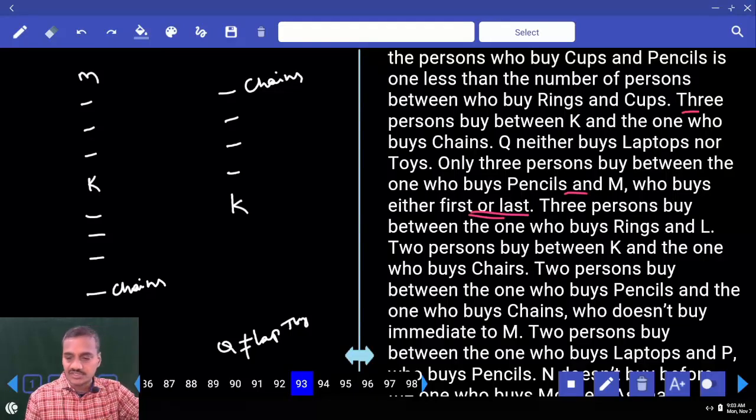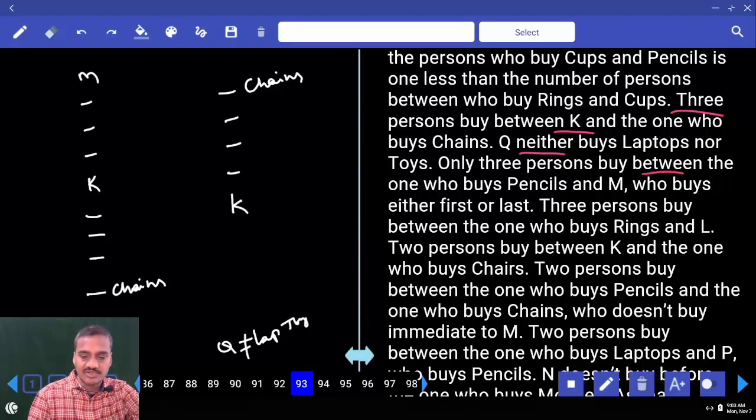Now K is here. Now only 3 persons between pencil and M. Between pencil and M there must be exactly 3, and 2 persons between K and the one who buys a chair. Now K and the one who buys a chair, how many people? There must be exactly 2. And 3 persons between pencil and M. And 3 persons between K and the one who buys a chain. K and chain, and Q neither buys laptop.